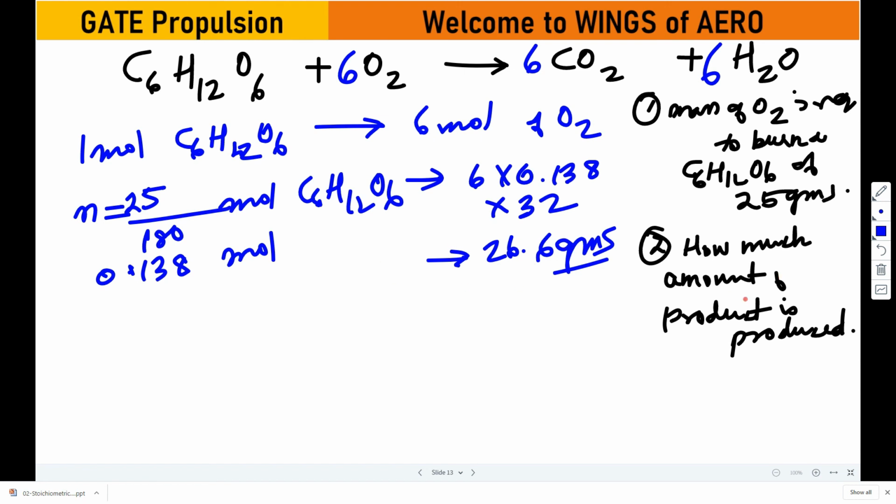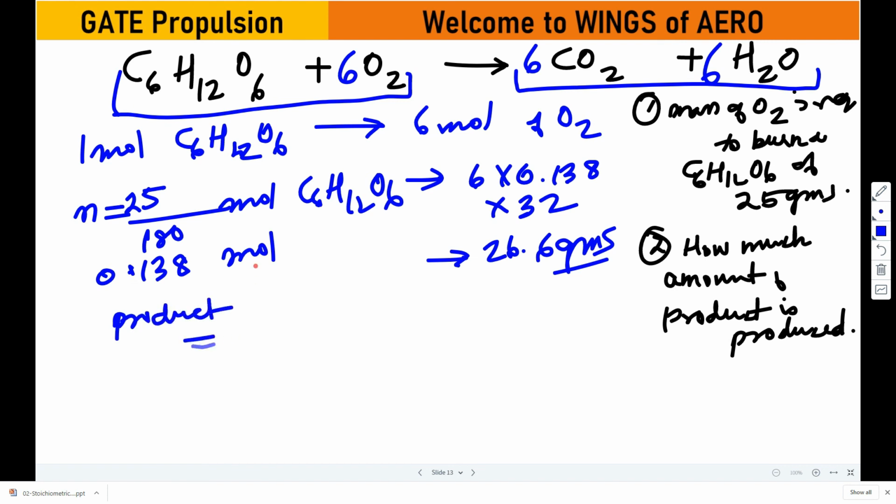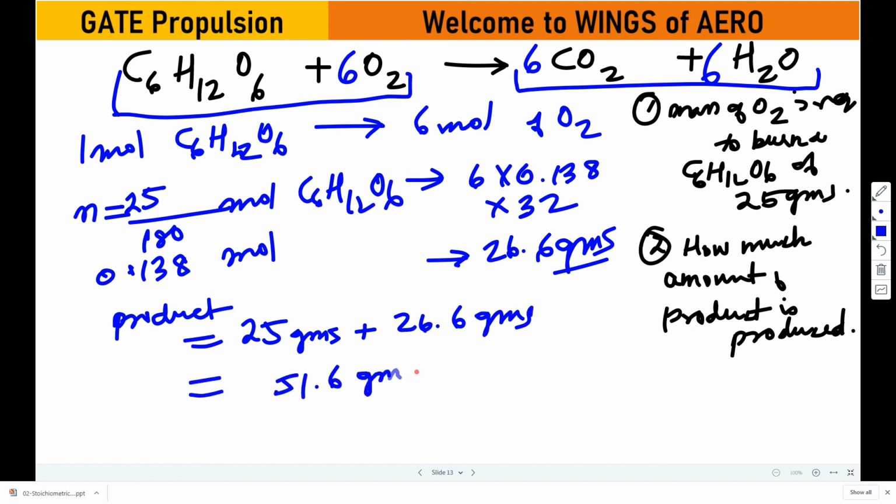Now the question is how much product is produced. You know this equation is balanced. Here this is the reactant and this is the product. To find the product, just add: here they have given 25 grams plus 26.6 grams. When you solve it, you get 51.6 grams, which is the amount of product produced. Got it?